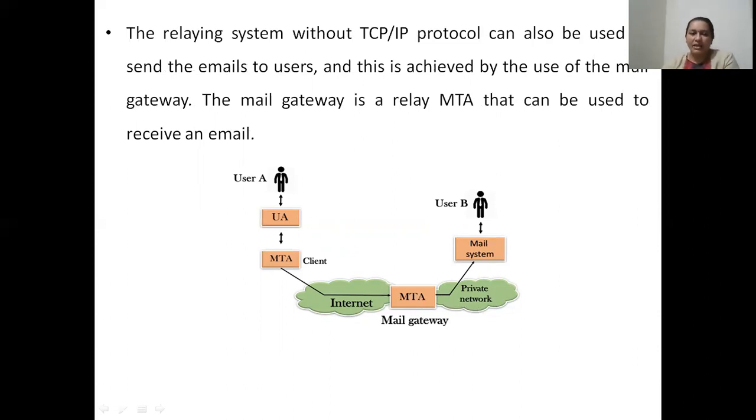So SMTP has the capability to send and receive email on a simple network, or on a single network to be more precise. It also has the capability to send and receive emails on a complex network system containing multiple MTA relays. And also it has the capability of sending emails through MTA mail gateways.